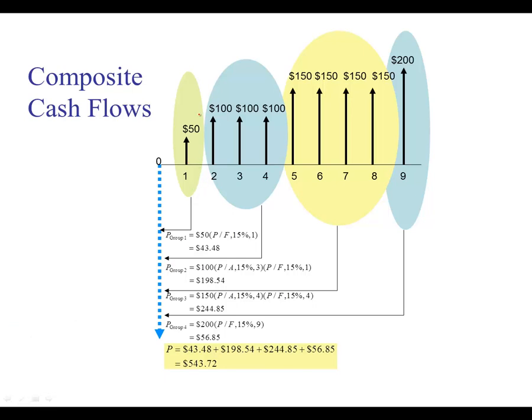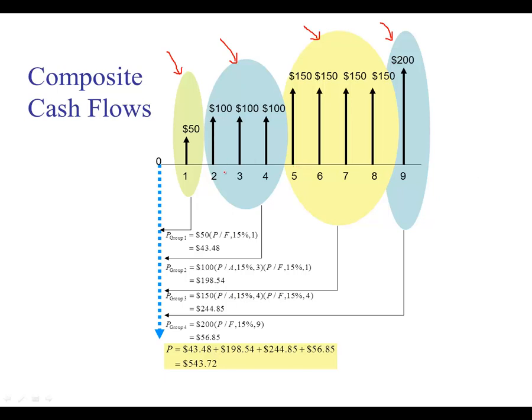The first group, which contains only one payment, is $50. Then a group of three that will contain the three payments of $100. And then a third group, which is four payments of $150. The fourth group is one payment of $200. So those are the four groups that we can identify.